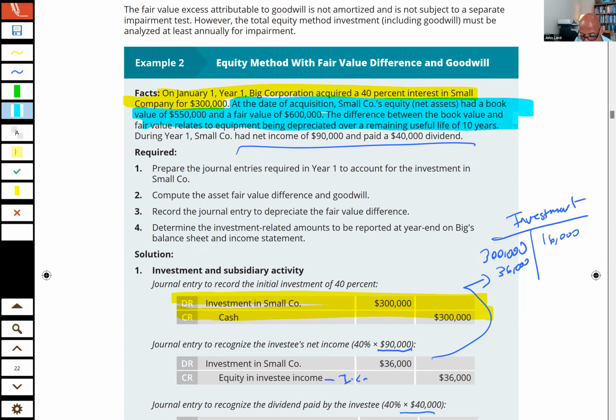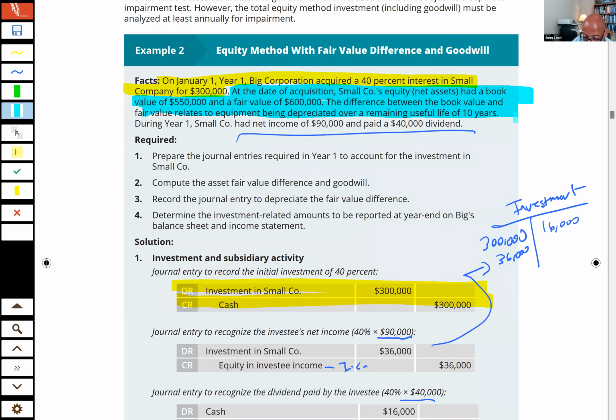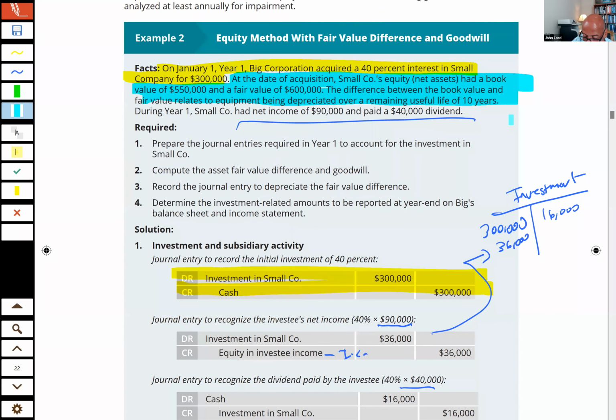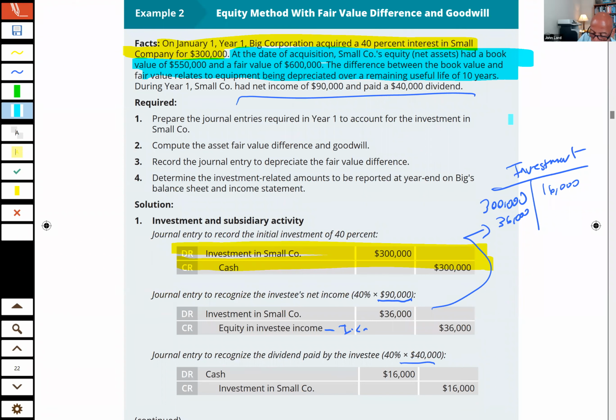So I look at that and they tell me that I acquired assets that had a book value of $550,000 and a fair value of $600,000. So I'm looking at that and I'm going to say, okay, I had something that had a fair value of $600,000 and I acquired what?